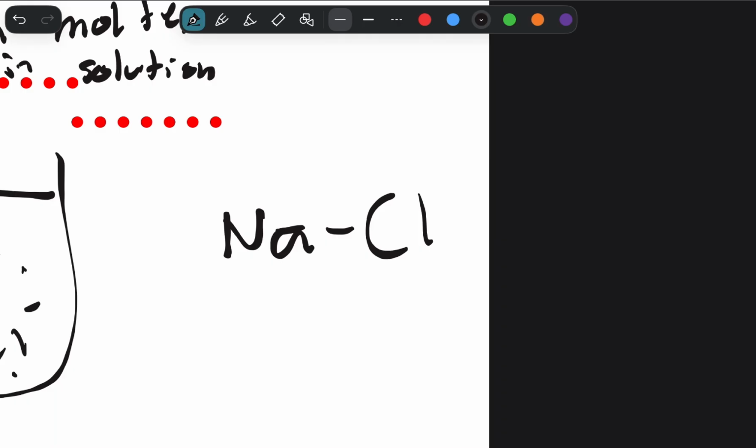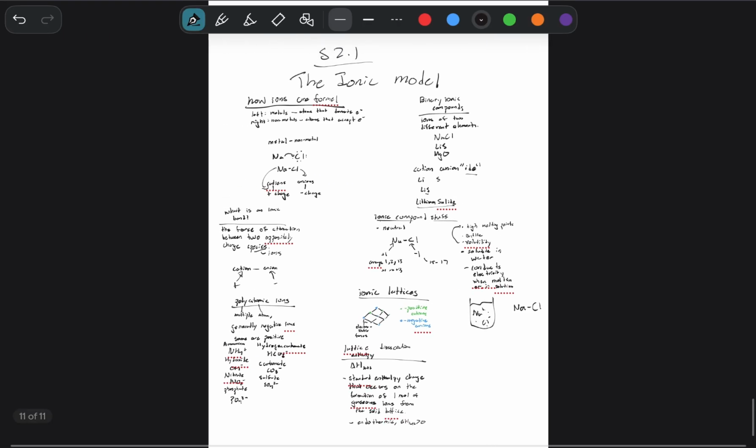What else? Oh, and that's it. This is it for the Ionic model, S2.1.